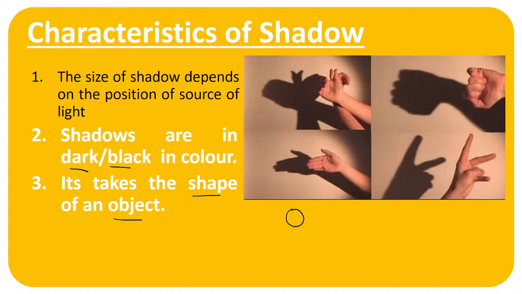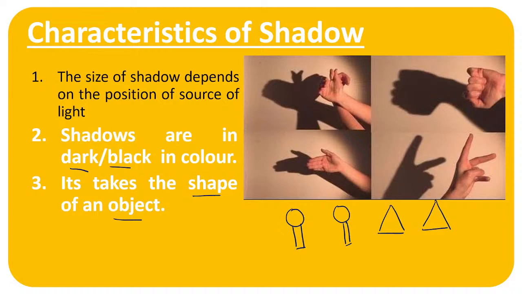Suppose that's the object here. The shadow will also take the same shape. If the object is triangular in shape, the shadow will also take the triangular shape. So the three characteristics: first is size, size depends on the position. Second, the shadow is always dark or black in color. Third, it takes the shape of an object.